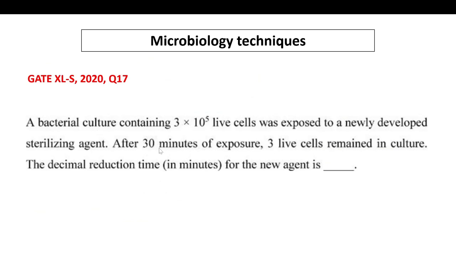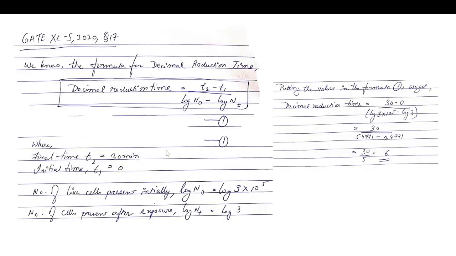And what is the final time? That is 30 minutes, which is also given, and t1 we are considering here as 0 because it is not given as such. So 30 minus 0 divided by log of 3 multiplied by 10 to the power 5 minus log 3. You will calculate this equation and you will get the value of the answer to be 6.